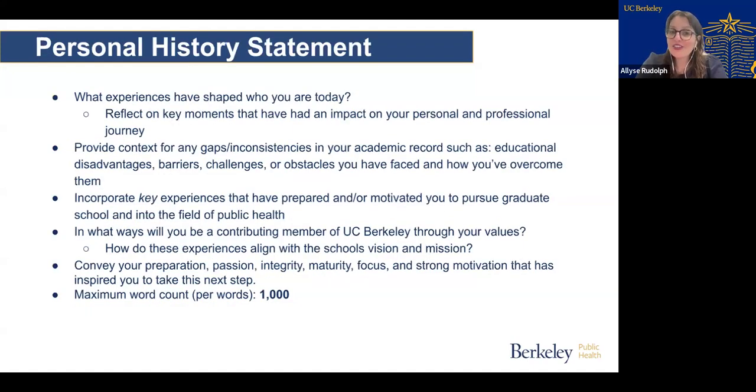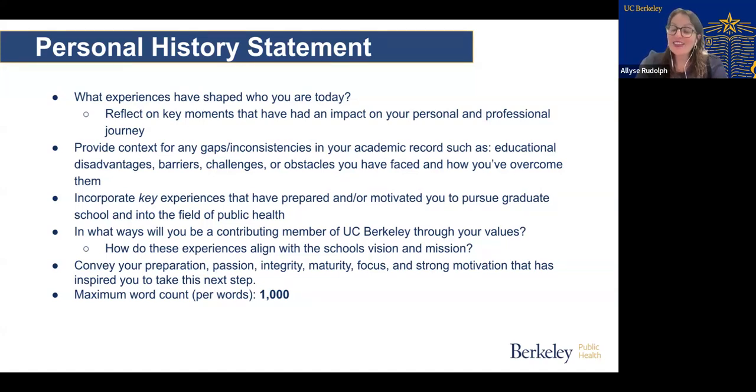Now, your personal history statement is a little bit more about you, who you are, what brought you to where you are today. So this is what experiences have shaped you to who you are today. You might want to reflect on key moments from your journey, especially those that have led you to the field of public health. And it's really important that you can use this to provide context to any gaps or inconsistencies in your academic record or perhaps your resume.